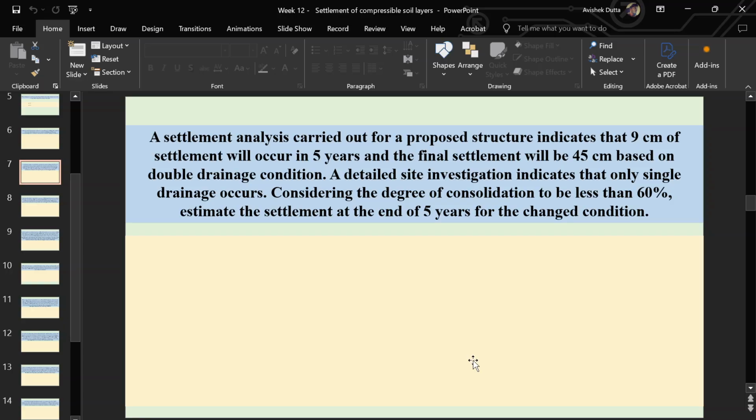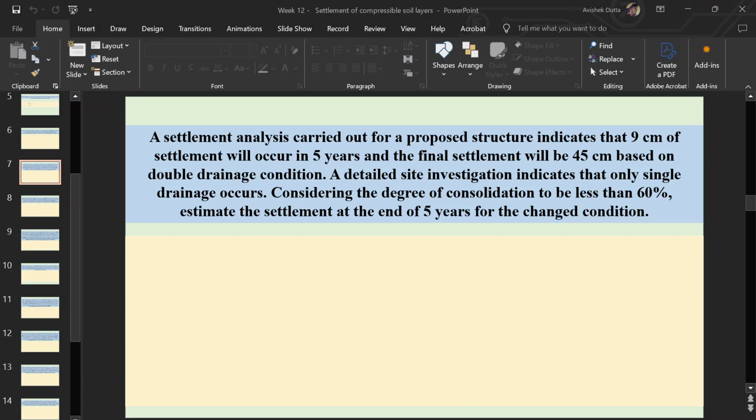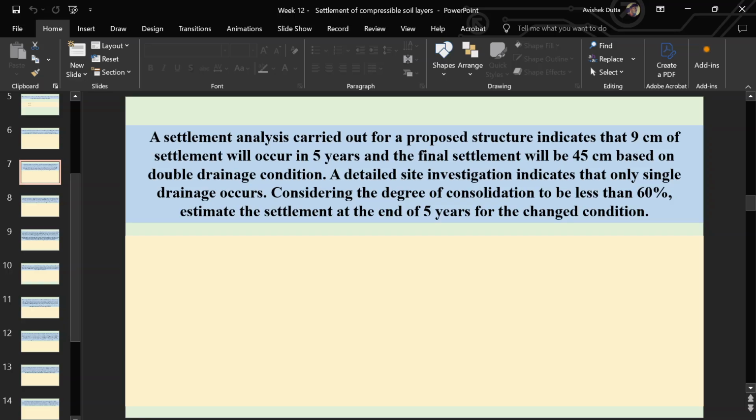I repeat the question. A settlement analysis carried out for a proposed structure indicates that 9 centimeter of settlement will occur in 5 years and the final settlement will be 45 centimeter based on double drainage conditions. A detailed site investigation indicates that only single drainage occurs. Considering the degree of consolidation to be less than 60 percentage, estimate the settlement at the end of 5 years for the changed condition.